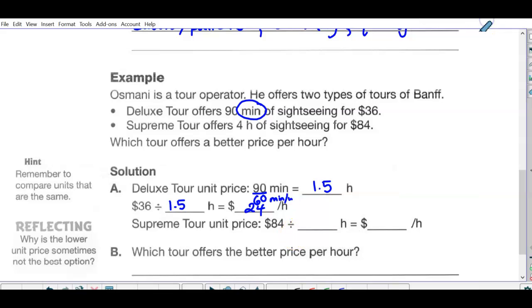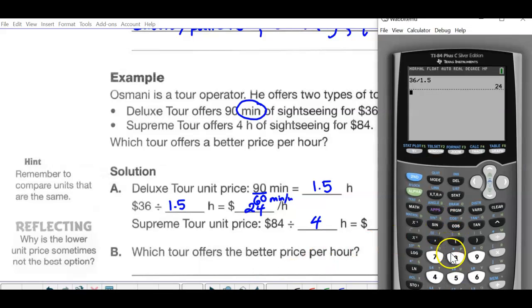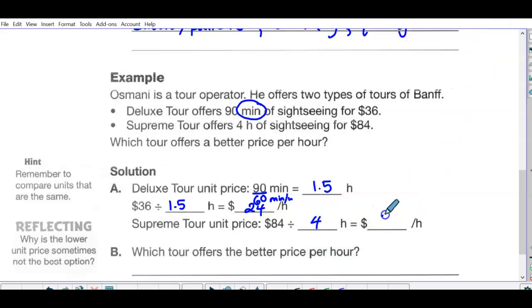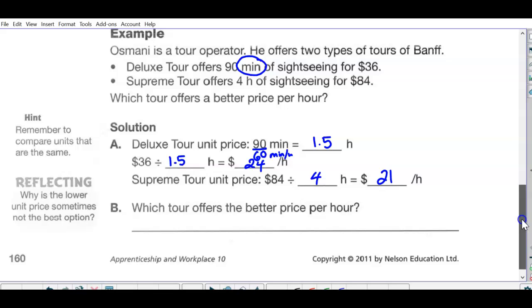Okay. Supreme Tour, $84 for 4 hours. So we want to divide that, and that's $21. Often things that are packages that have the most items in them, in this case the most hours, end up being a little bit cheaper, and in this case it is. So which tour offers the better price per hour? That is the Supreme Tour.